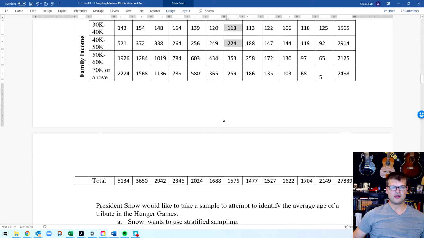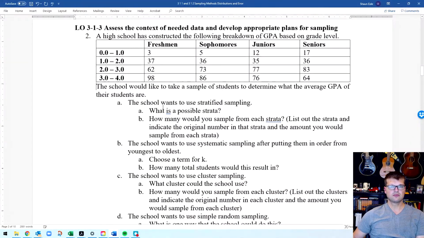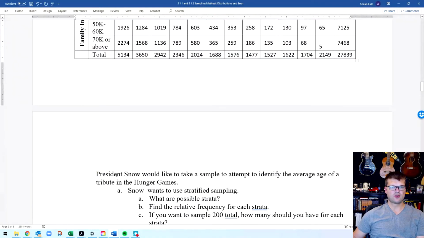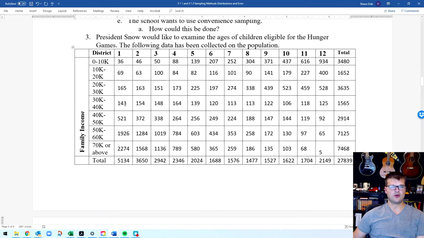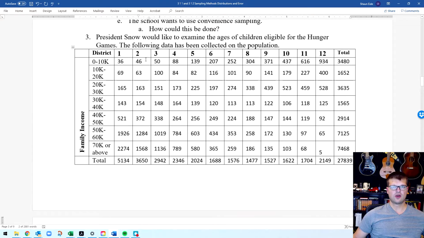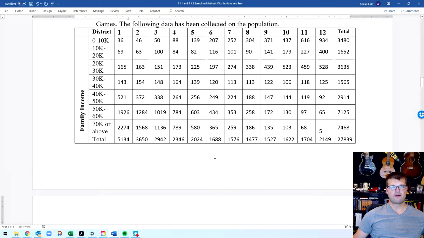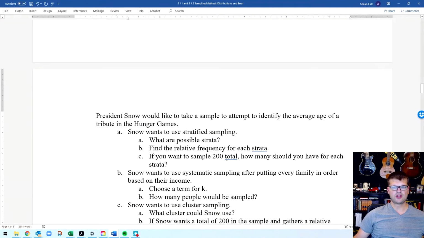As you answer all the information in these questions below, you'll be able to use this contingency table to answer those. So for instance, Snow wants to use stratified sampling. What are possible strata? So looking at this, how could you break this up for stratified sampling? There is one clear correct answer for that. And then find the relative frequency for each strata. So after you find what strata you have broken them up into, find the relative frequency for each strata.